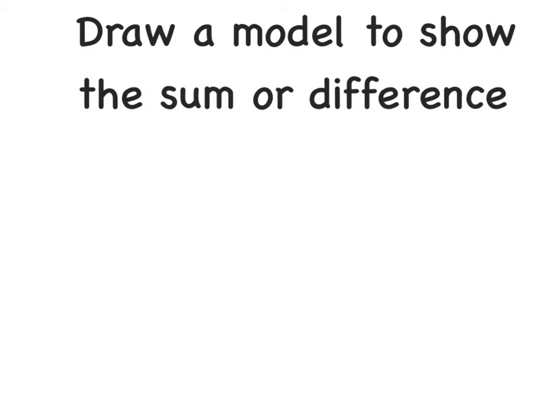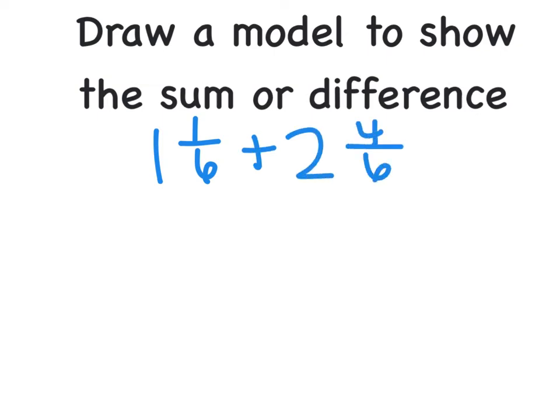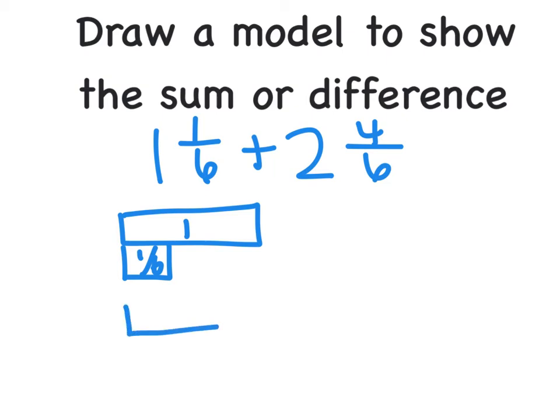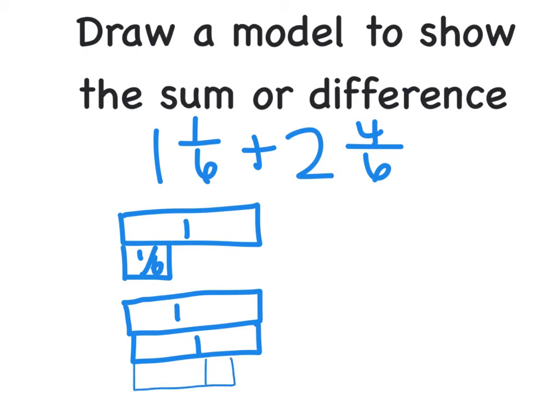If I needed to draw a model to show the sum or difference of, let's say, 1 1/6 plus 2 4/6, this is what I would draw. Here's one whole. I'm kind of guesstimating here, but that's about a 1/6, probably a little bit too big, but that's good enough. And then down below, I'll draw 1, 2, and I'll try my best to get 1, 2, 3, 4 even sixths. I need to label each box. There's my picture.